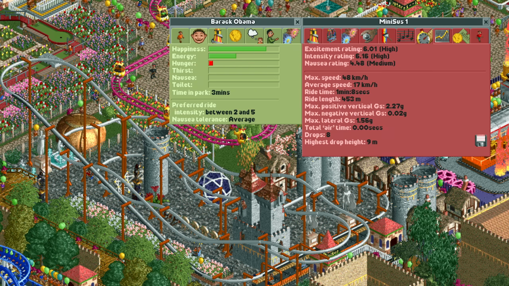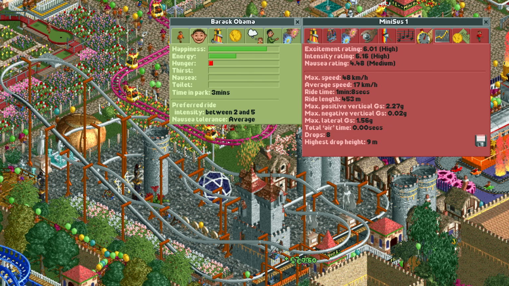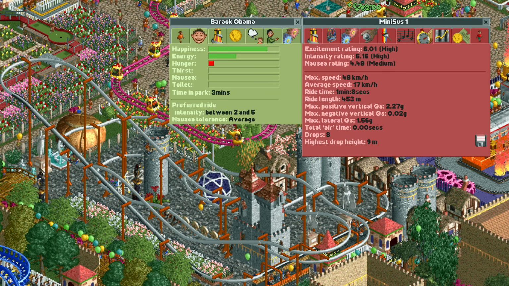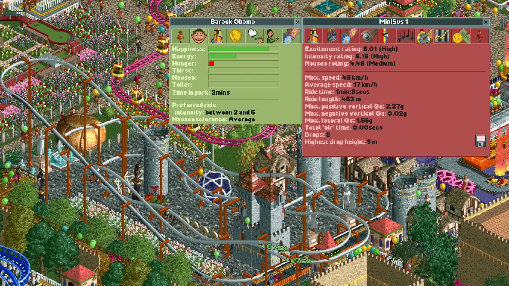For the longest time, I thought that this increase in intensity would happen if a guest rode a ride that had a really high intensity rating compared to their preference, such as a guest with between 2 and 5 going on a ride with 6 intensity.